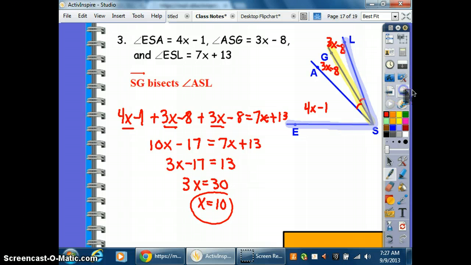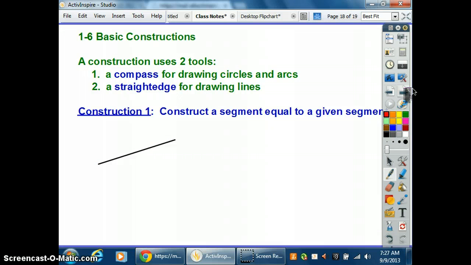Last page here. Okay, we're going to start constructions. Basic constructions. You're going to use a straight edge. You can use your ruler, but you're not going to measure with it. It'll just be a straight edge. And you're going to use your compass out of your kit that makes circles and arcs. The first construction we're doing for today is to construct a segment that's equal to this given segment.